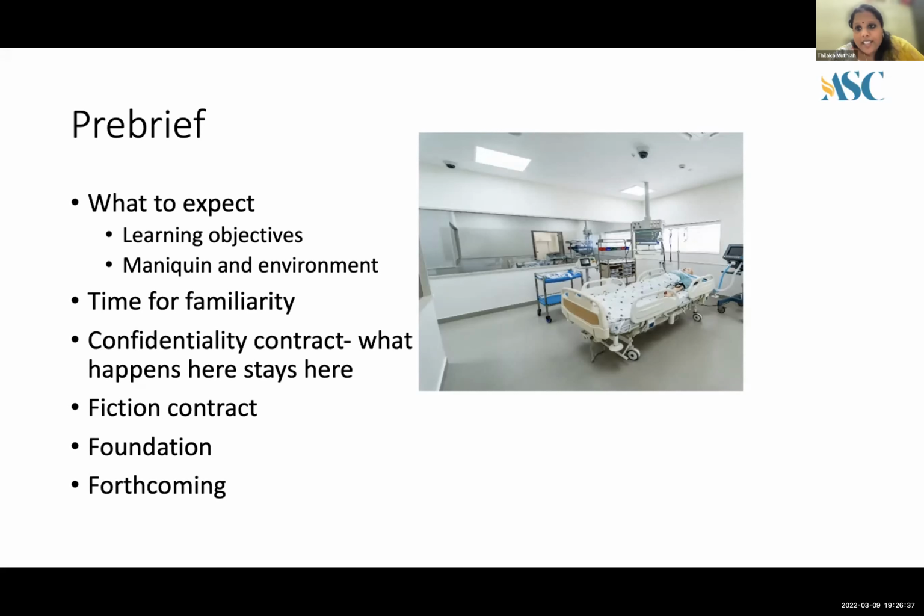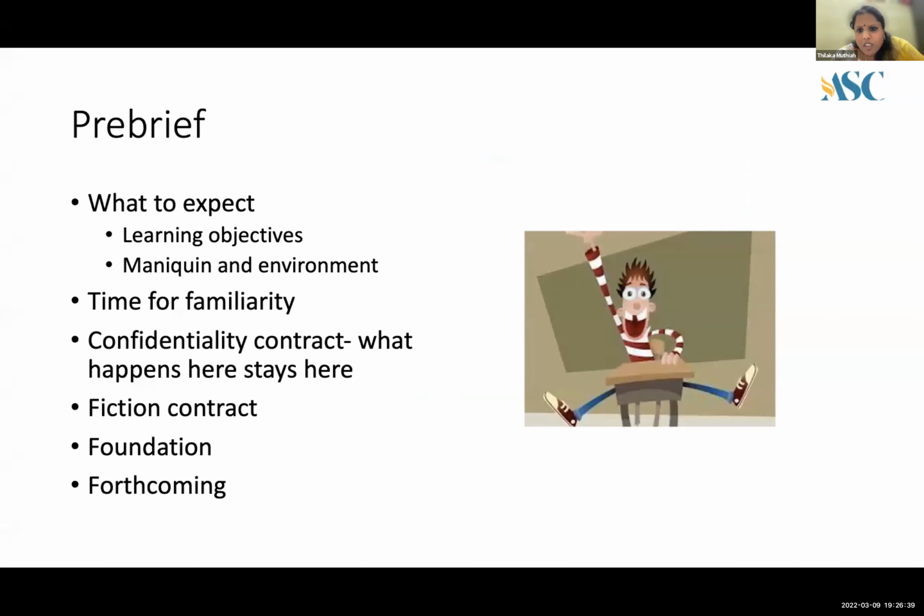Another important thing is to have a fiction contract, which means we request the learners to consider the environment as real and act as though everything is happening in real life. Once this fiction contract is established, they feel okay even when a few problems happen in our scenarios and we have not designed the scenario so well. Even then they behave well, so our scenario runs well.